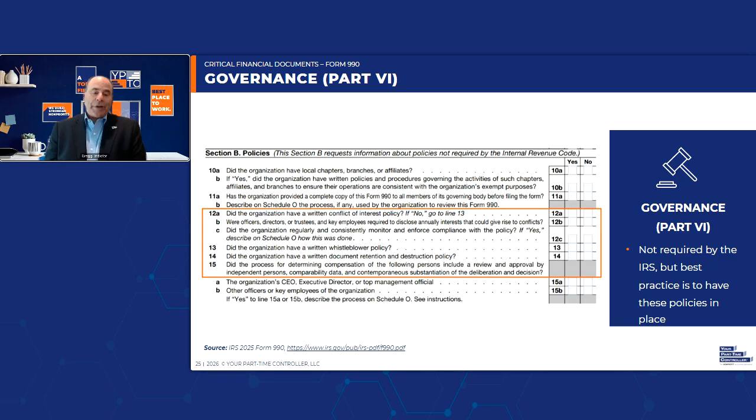So I also want to point out question 11A here. This question is asking whether the organization provided a complete copy of Form 990 to all members of its governing body before filing. Very important for the board members on this call. Have you had the opportunity to review the 990 or look at it before it's filed? I think that's a major part to help with your fiduciary responsibilities.